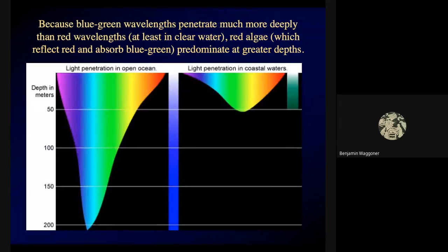So below that depth, well, you're still getting some blue, but it starts getting harder and harder if you're a green alga, because you don't have red light to absorb. If you're a red alga, you're absorbing blue and green, and you'll do better at great depth. So red algae, there are some that live in the shallows, but they tend to predominate at greater depths.